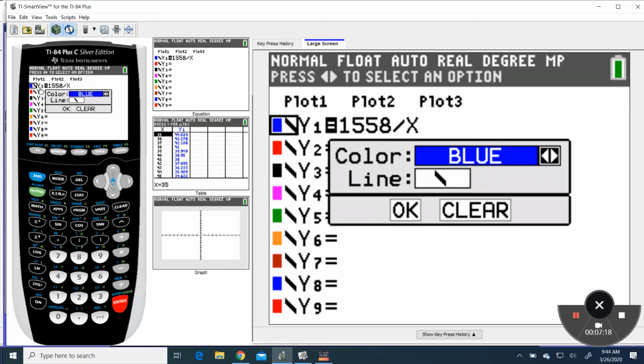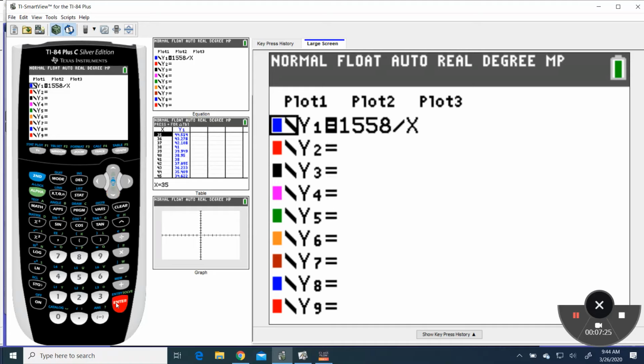So make sure that you realize that mine doesn't bring it up. But then you just type it in as you normally would.